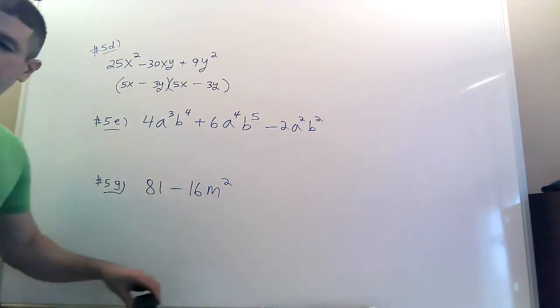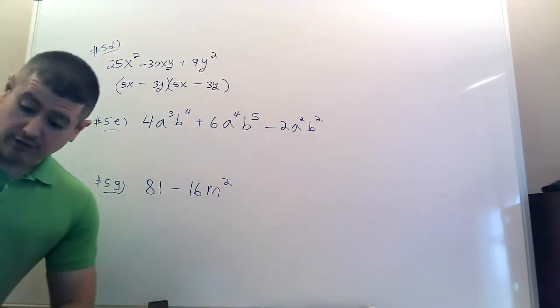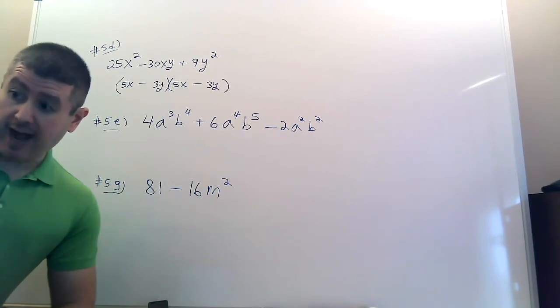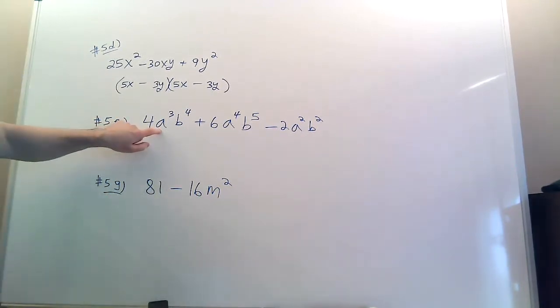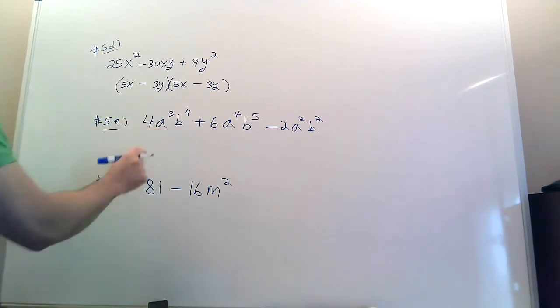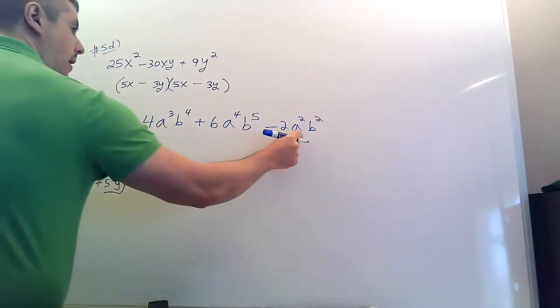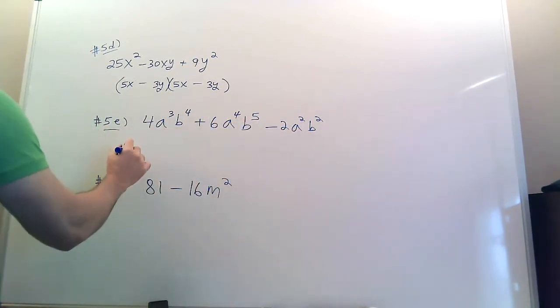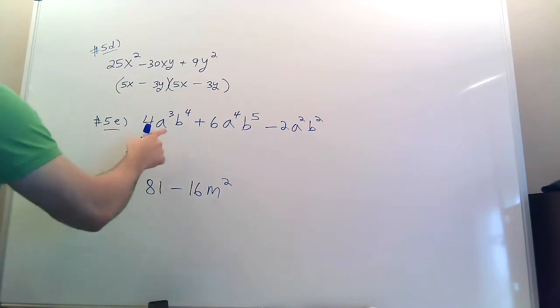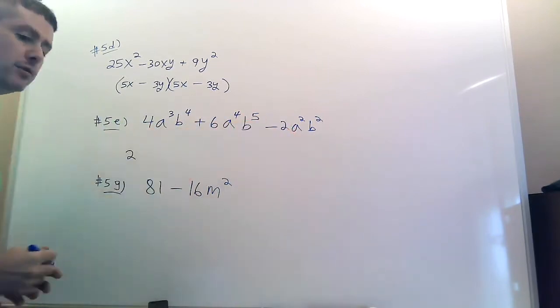Now, 5e looks tricky. It is a trinomial. It is certainly not type 2. There's no 1 in front, and this is not a squared. They all have letters and numbers in common. And if you look closely, 4, 6, and 2, you can divide them all by 2. And then you have a^3 b^4, a^4 b^5, a^2 b^2. Now remember what I said.